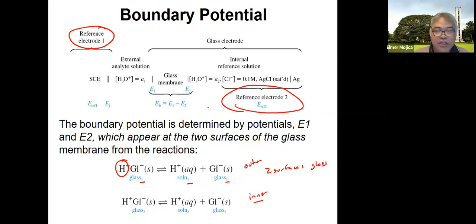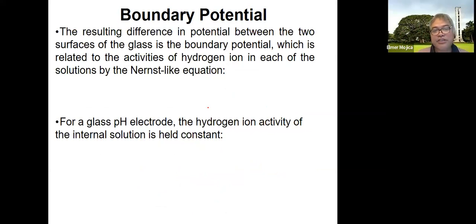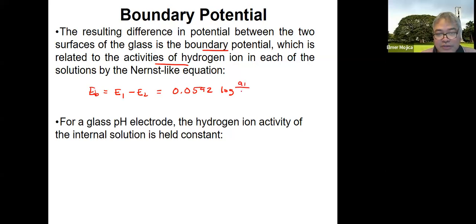If we continue, the resulting difference in potential between the two surfaces of the glass is the boundary potential. This is related to the activities of the hydrogen ion in each of the solutions by a Nernst-like equation. So we can put it as EB equals E1 minus E2. This is just equal to 0.0592 log of activity 1 over activity 2.